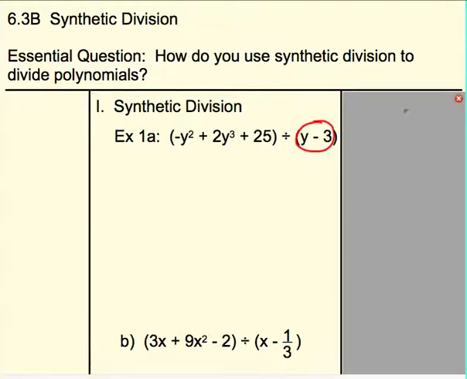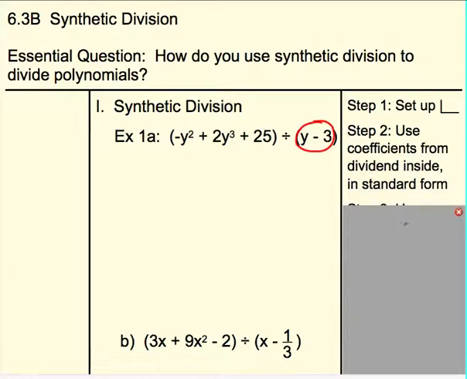So we could not use synthetic division, for example, if we were trying to divide by 2y minus 3. We would have to use long division. But synthetic division is a really nice tool in those cases that it works. So a couple of things we have to keep in mind when we're doing synthetic division.